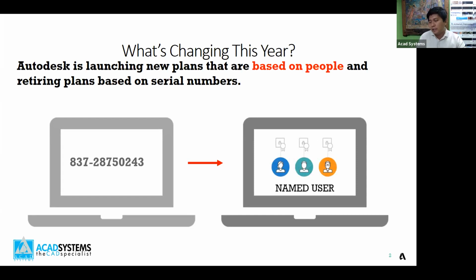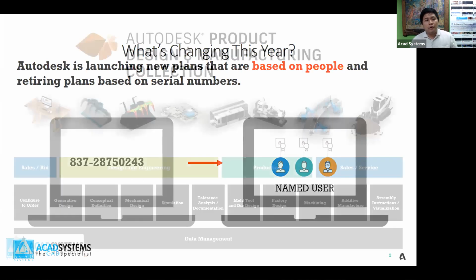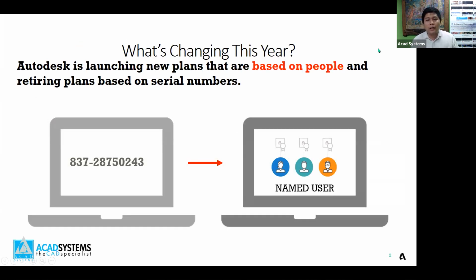So no more serial number after this, only email address you need. The contract manager just needs to purchase how many seats your company needs, and assign the product specifically to an email address or to the user. So that is the change for 2020, the base plan, the AutoCAD base subscription plan.